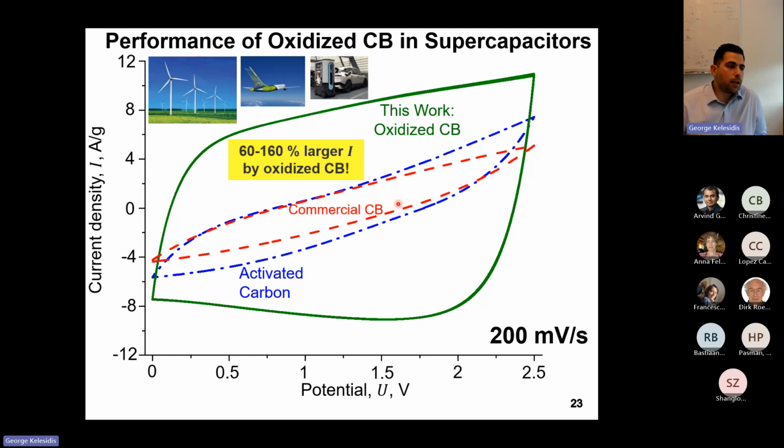Furthermore, you may notice over here that the maximum current density that we obtained for this supercapacitor that is based on this oxidized carbon black is 60 and 160% larger than those obtained from a commercial activated carbon and the commercial carbon black. So good control of the oxidation dynamics of carbon black is essential to enhance its porosity and improve its performance in supercapacitors used in these applications.